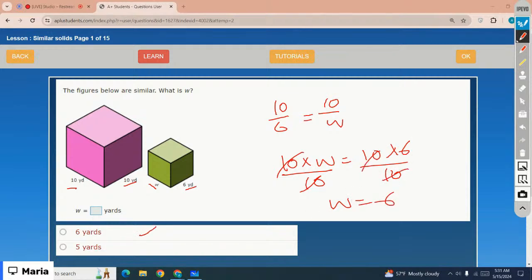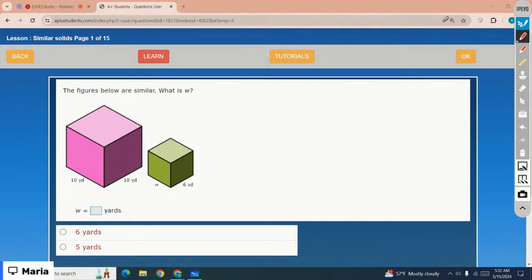Just look at it logically. For this square, both sides are exactly the same. Because they are similar, the lengths of both sides must be the same. So without solving, you can say that W equals 6, right? The correct option is 6 yards.